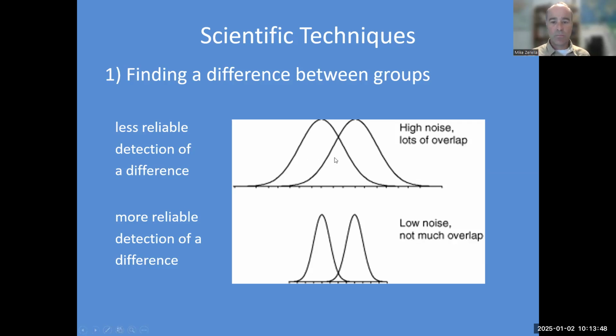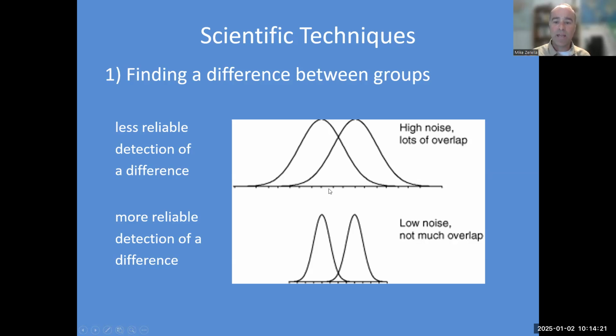So in the top graph here, let's say again, this is tail length for birds. And so on the x-axis here, we've got length of the tail, perhaps in centimeters. And then on the y-axis, we would have the number of birds that have a tail with that length. So here we've got two groups, Group A and Group B, represented by these two bell curves. And as we can see, the average here is different, right? We've got a difference between these groups, but there's such a large diversity, right?